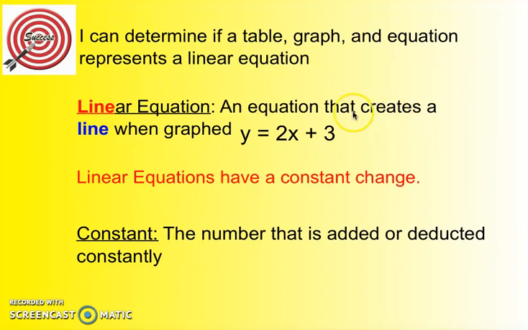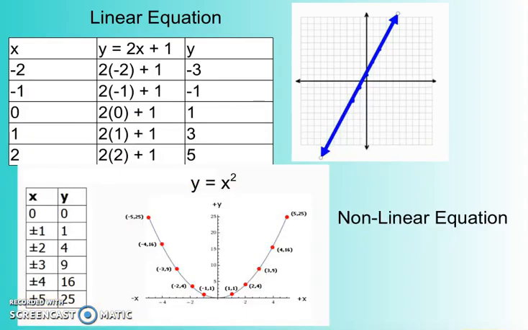So this number right here on the end that's being added on, or sometimes there's a number that's subtracted from, that number is called a constant. Okay, so let's look at an example. First of all, let's look at a table as well as a graph that goes along with it. The first example, this is a linear example.